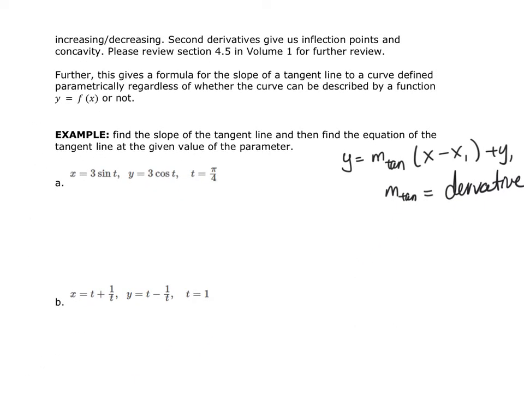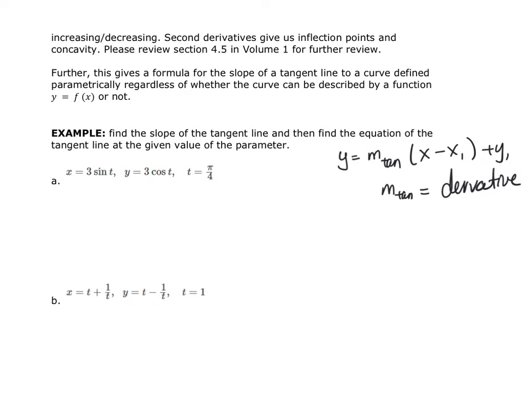So we first need to find the slope of the tangent. The slope of our tangent line is going to be equal to dy dx. Now that's nothing different than what we had in Calculus 1. But now we're going to do it with dy dt divided by dx dt.